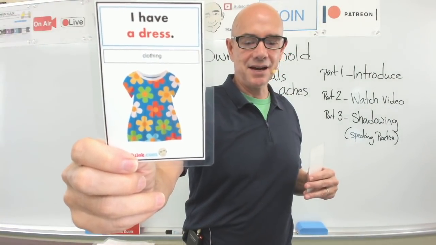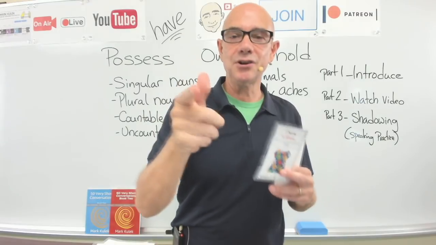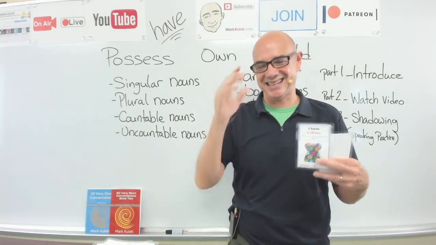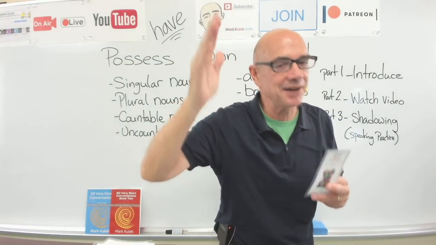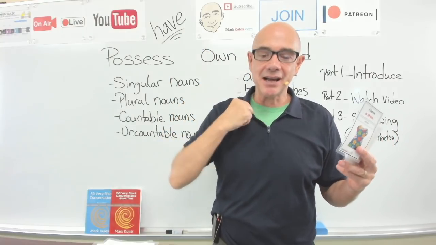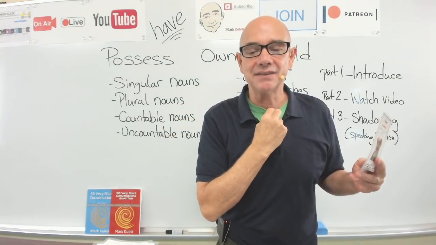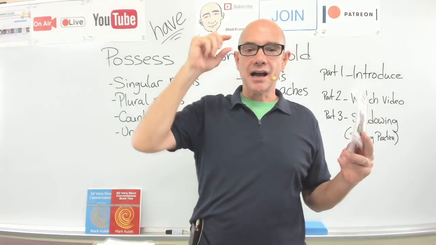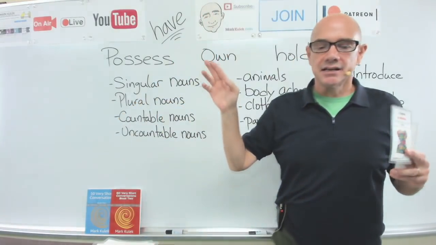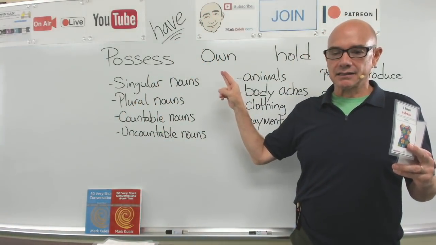I have a dress. Okay, so it's clothing, right? For example. However, right now, I have a shirt. I have a t-shirt. I have glasses, right? So they're mine, right?